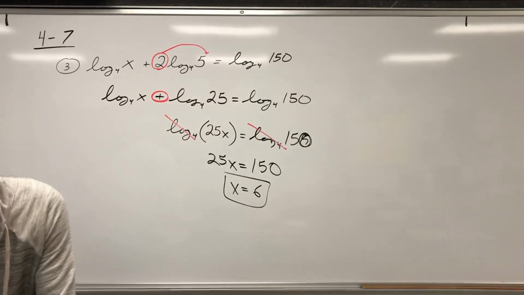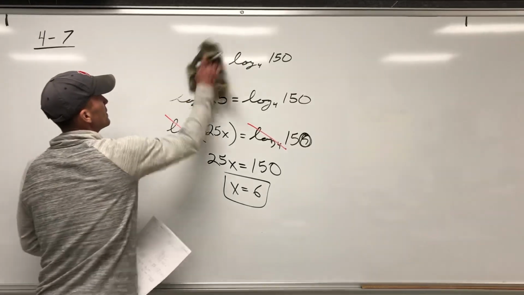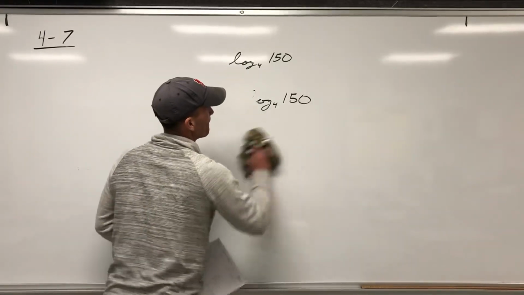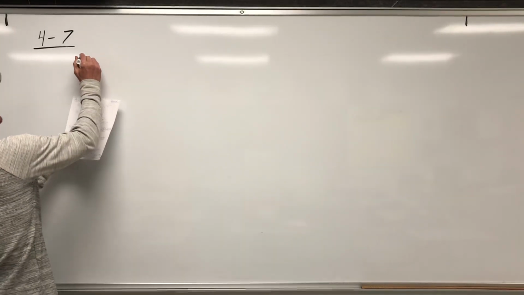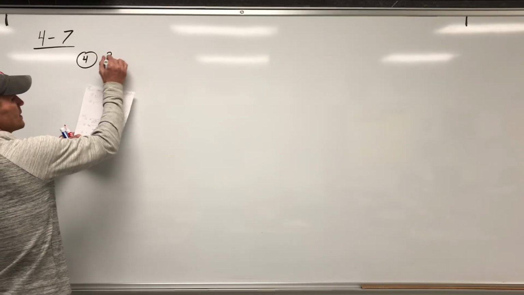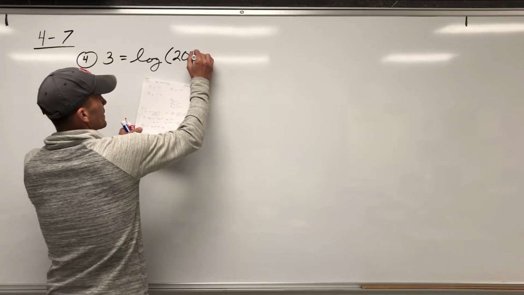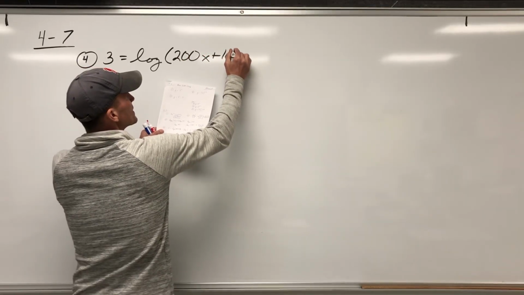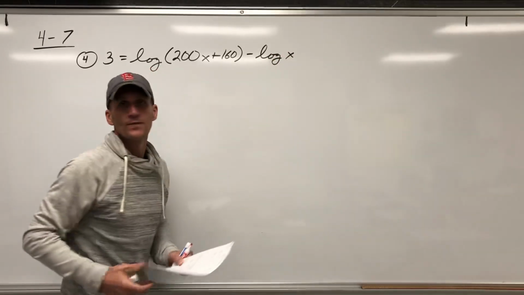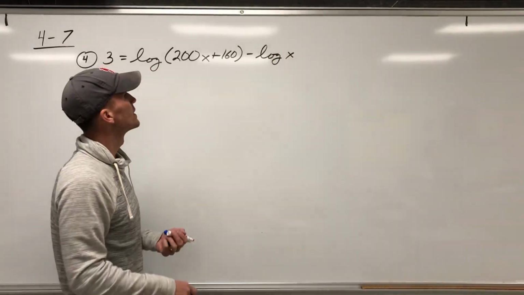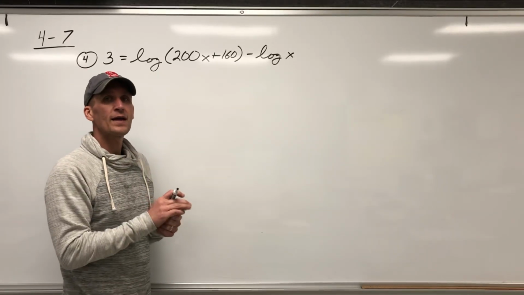All right, you guys, last example of the day. Number 4. You guys are going to have 3 is equal to log of 200x plus 160 minus log of x. Well, the first thing you might notice is there's no base. Well, there is a base, and we'll talk about that here in a little bit.